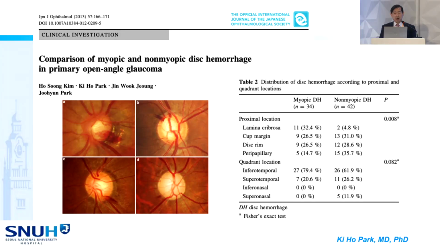To diagnose glaucoma, disc hemorrhage is a very nice clue. If we compare myopic disc hemorrhage and non-myopic disc hemorrhage, there is a significant difference. In myopic disc hemorrhage, it is most frequent in the lamina cribrosa area. In contrast, in non-myopic disc hemorrhage, they are least frequent in the lamina cribrosa area.